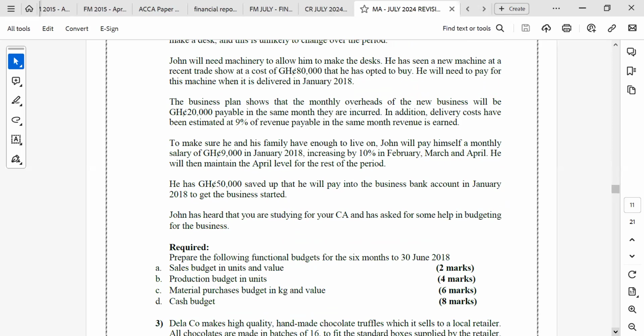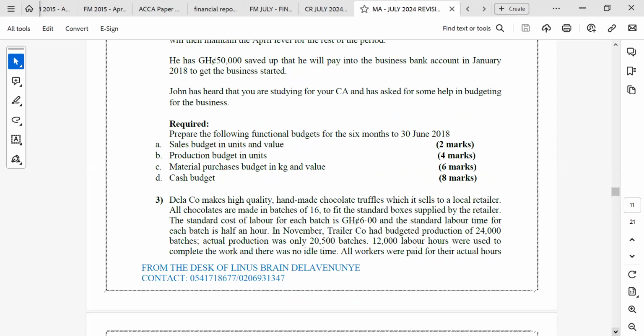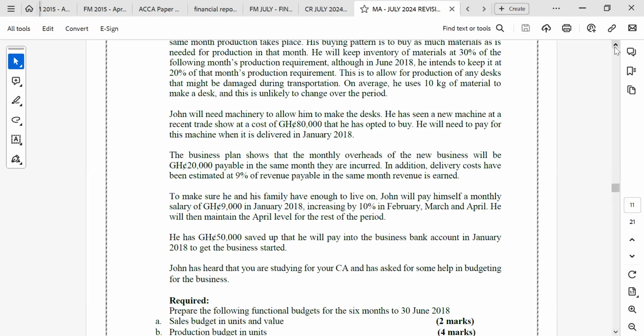John has heard that you are studying for your CA and he has asked for some help in budgeting for the business. Required. Prepare the following functional budgets for the 6 months to 30th June 2018. Sales budget in units and value. Production budget in units. Material purchases budget in kg and value. Cash budget.